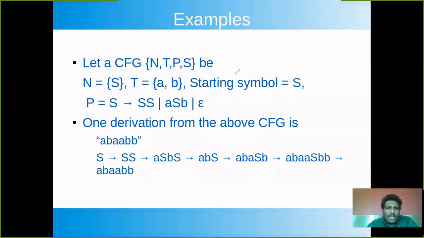Let us take an example, so we can really understand what exactly the yield is. Here let the CFG be N, T, P, S: non-terminals, terminals, production rules, and start symbol. Only four components are there to represent the different parts of the grammar. In this case, N is equal to S, T is equal to A and B, the terminals, and the start symbol is S. P is S goes to SS or ASB or epsilon. It will generate many strings, but we are taking one string for our example.